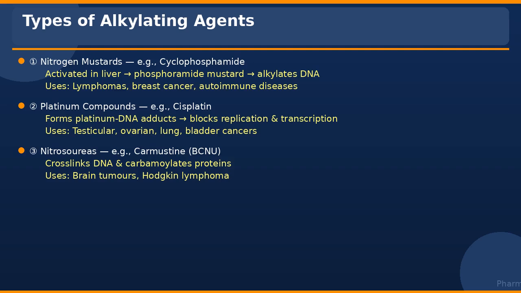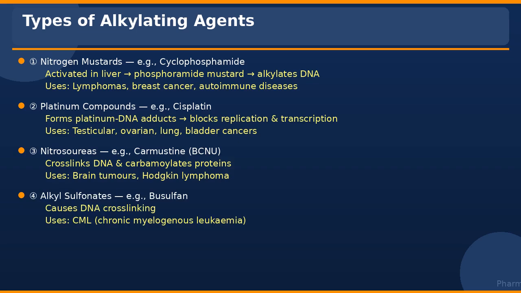Side effects include myelosuppression and hemorrhagic cystitis. Mesna is co-administered to prevent bladder toxicity. Second, platinum compounds such as cisplatin form platinum DNA adducts that block replication and transcription. They are used in testicular, ovarian, lung, and bladder cancers.